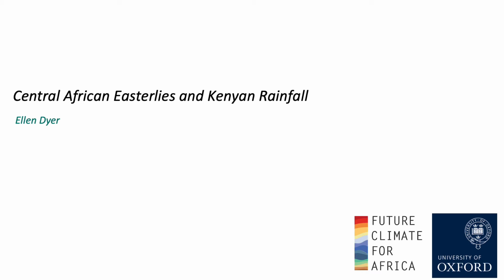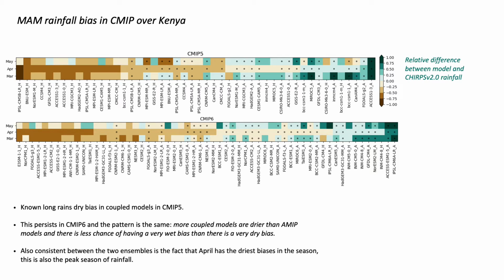Hello, so today I'm going to talk to you about the diagnostic that I've put into LaunchPad, which is Central African Easterlies, and how these relate to Kenyan rainfall. So it's generally known that there is a dry bias in the March to May or long rainfall in CMIP, especially CMIP5 over Kenya. So that's shown on the top. And this is the relative difference in relation to CHIRPS rainfall.